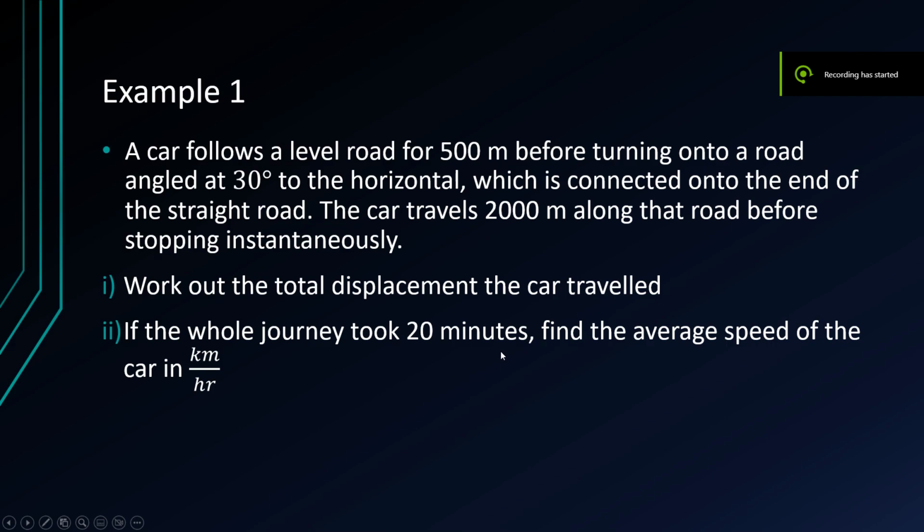So here's the first example. A car follows a level road for 500 meters before turning onto a road angled at 30 degrees to the horizontal, which is connected onto the end of the straight road. The car travels 2,000 meters along that road before stopping instantaneously.